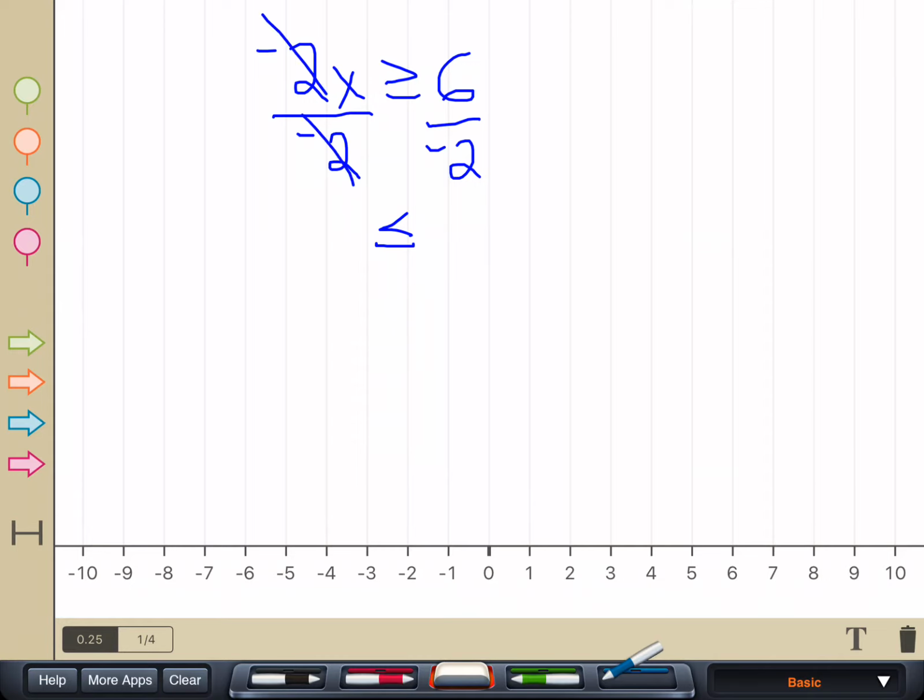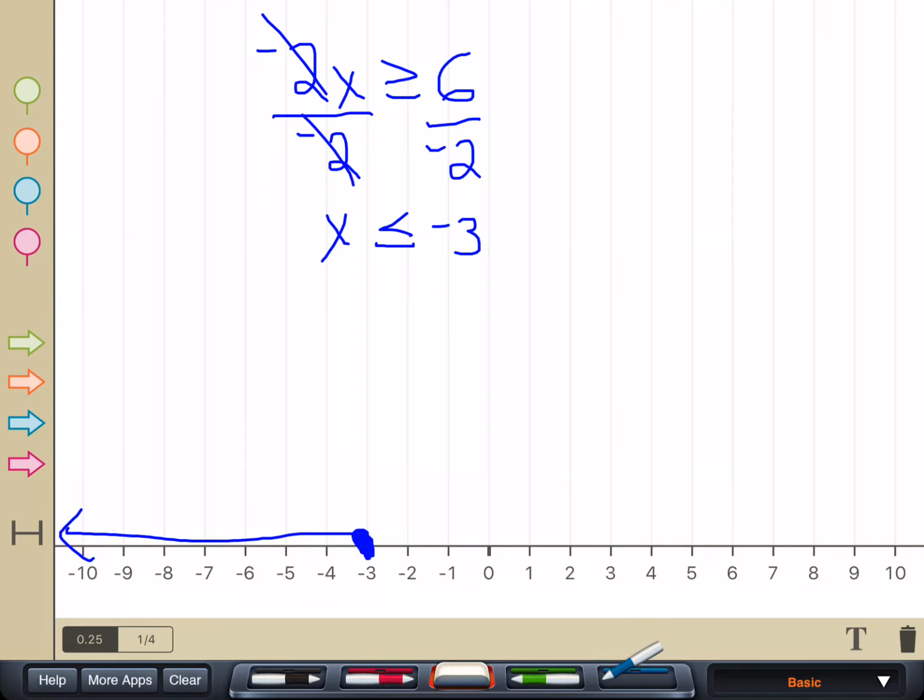And so the negative 2's cancel each other out. I get x is less than or equal to negative 3. So less than or equal to negative 3, we're going this way. Now that makes sense, because values that are shaded in here with the blue arrow will work.